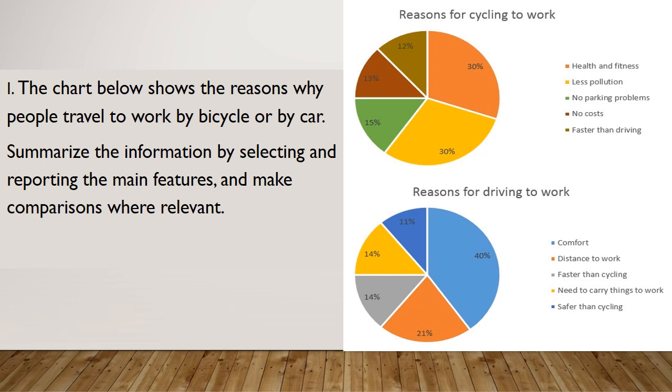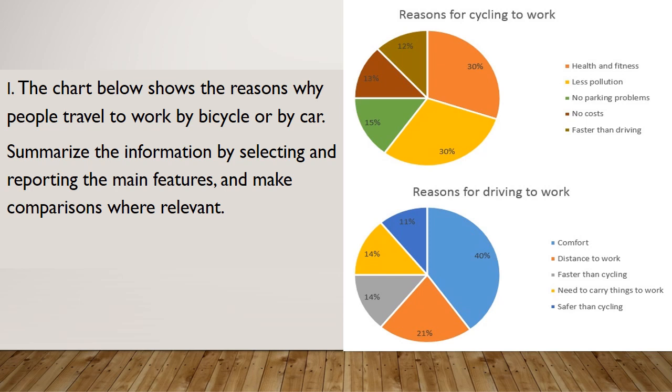So here in the first pie chart, you can see reasons for cycling to work. Those people who cycle to work, what are the reasons? 30% of them cycle to work for health and fitness. 30% because it causes less pollution. 15% no parking problem. 13% no costs. And 12% think it is faster than driving.